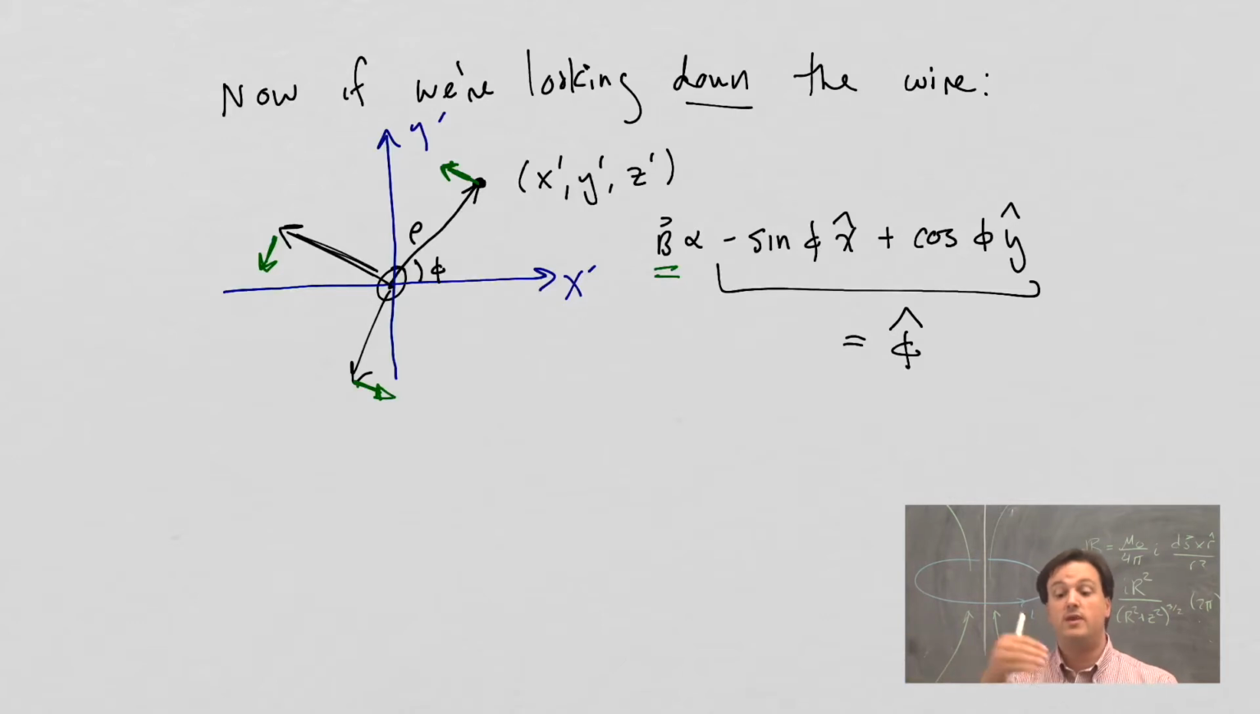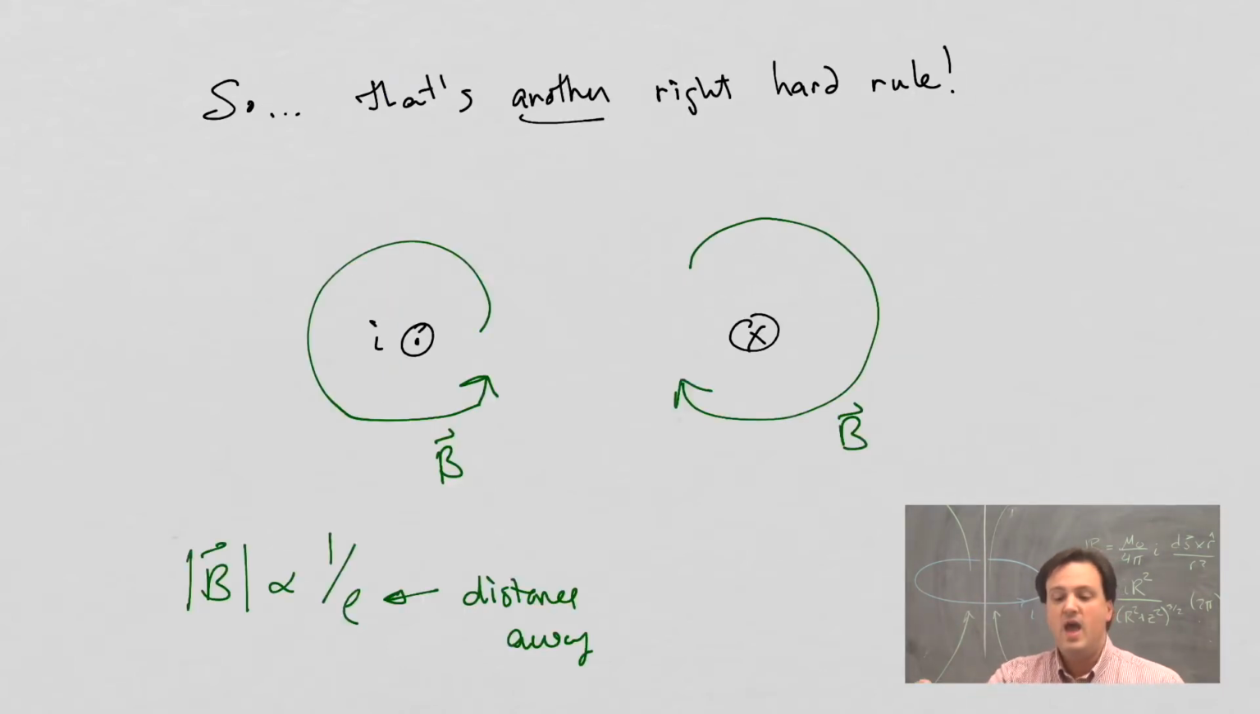It's always going to be pointing in the phi hat direction, and it only depends on phi. This is actually a unit vector in the phi hat direction. And so if I'm looking down any wire, the magnetic field lines are going to wrap around that wire in the positive phi hat direction. That is to say, if your thumb on your right hand is the wire, it's pointing in the direction of all of the fingers on your right hand. And so this is another right-hand rule.